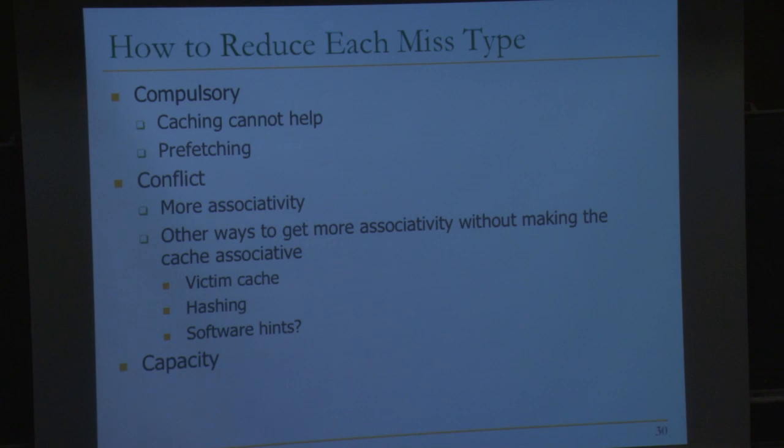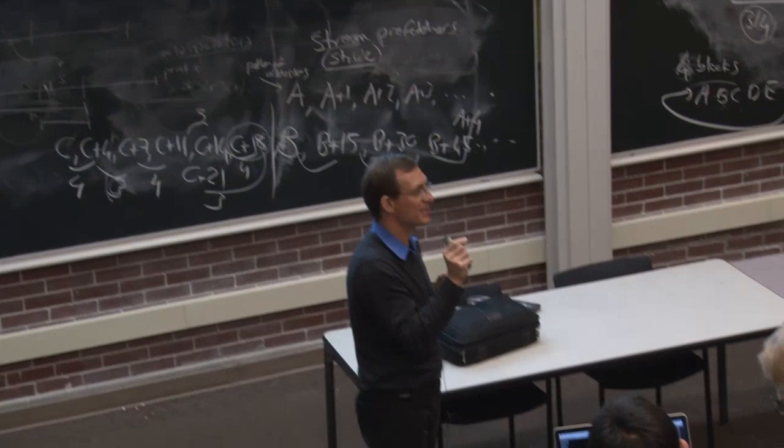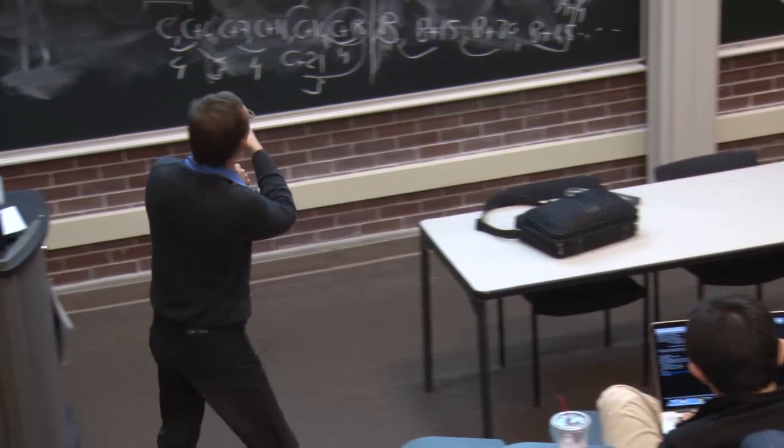Software hints tell you whether or not you should cache a block. That usually helps conflict misses, right? Remember, in an earlier lecture, we talked about non-temporal loads and stores. The programmer or the compiler can mark a load or store as non-temporal. If the programmer or compiler can predict that the data brought in by this load is not going to be reused, then that bit can be set in the load, saying don't bring this data into the cache. That helps conflict misses. That helps capacity misses also.